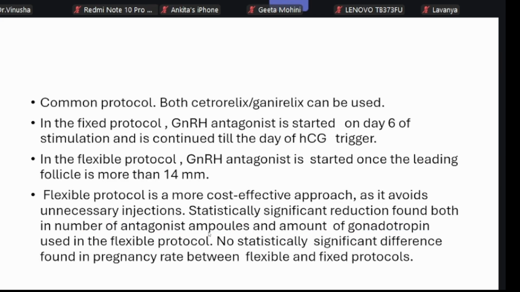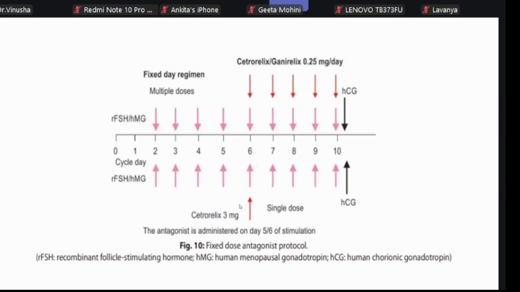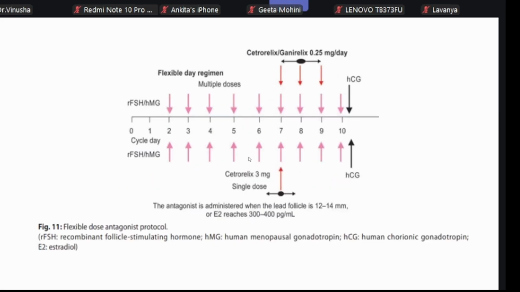This is the fixed and flexible protocols. Now, this is the fixed protocol. On day 6, we start with the antagonist. And this is the flexible antagonist protocol. We monitor the growth of the follicles, we monitor the estradiol values, and based on that, we start with the antagonist.